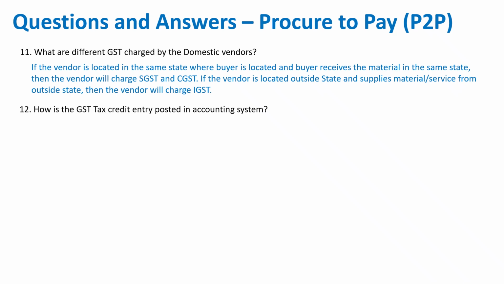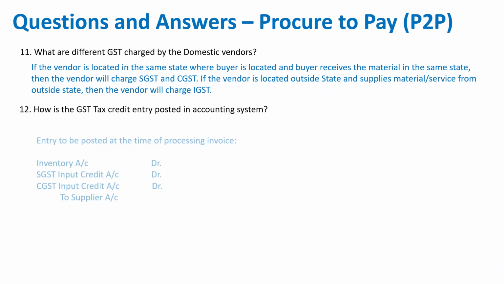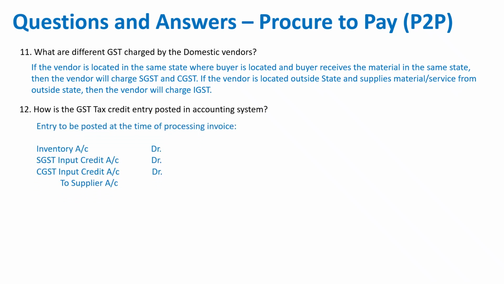Question number 12. How is the GST tax credit entry posted in the accounting system? Very tricky, and very commonly you will find this question if you are giving an interview in India. The entry is to be posted at the time of processing the invoice. Inventory will be debited, SGST input credit will be debited, CGST input credit will be debited, to supplier. The assumption here is that the company can avail or take credit of this input credit. If you can't take credit, then you have to add the GST amount to the inventory value.